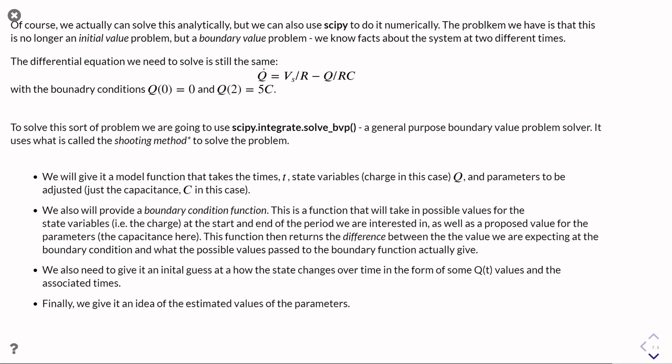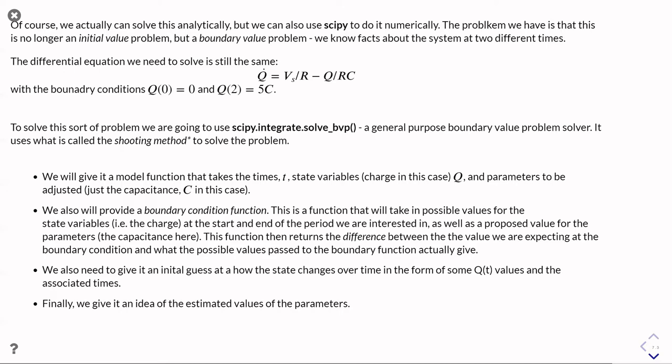So to solve this problem, we're going to make use of a function called solve BVP, so boundary value problem, which is the partner to solve IVP. And this is a general purpose boundary value problem solver. So it's quite similar to solve IVP, but there are some key differences we'll go over. What it's using is what's called the shooting method to solve the problem.